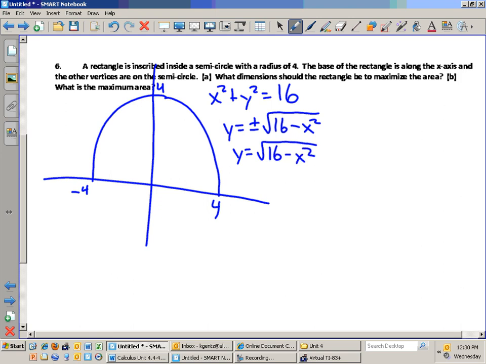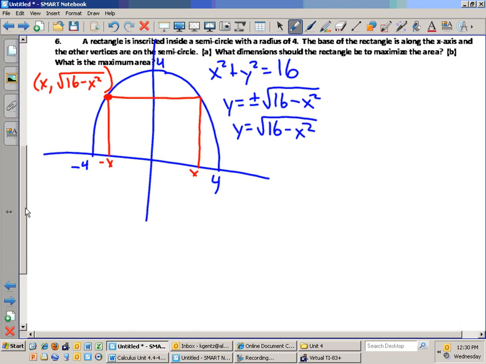So that's great. Now I've got these points here. I'm going to inscribe this wonderful rectangle where I've got negative x, I've got positive x, and then I've got this point here, and it's x comma the square root of 16 minus x squared, because my y value is equal to that. So area is equal to length times width. How wide is this thing?